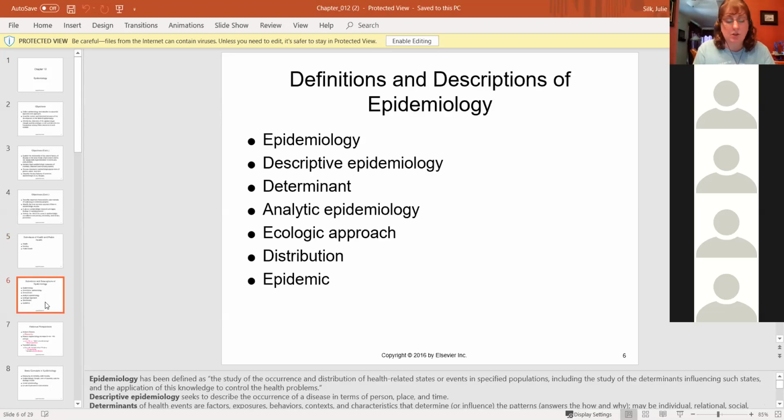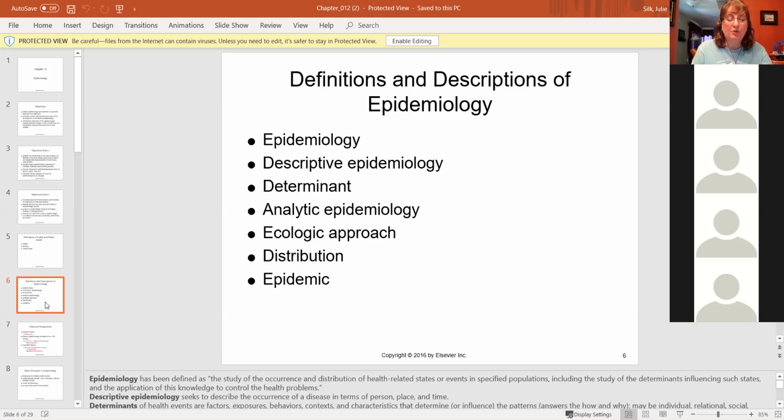And again, more definitions. Okay, so we already defined epidemiology. It's the study of the occurrence and distribution of health states or events in specified populations, including the study of the determinants influencing such states and application of this knowledge to control health problems. All right, and then when we say descriptive epidemiology, this means we're seeking to describe the occurrence of a disease in terms of person, place, and time.